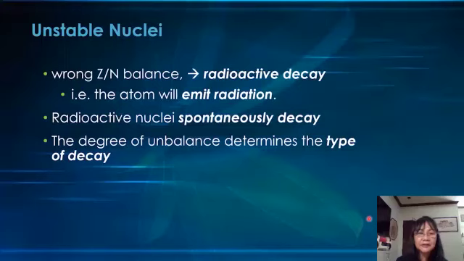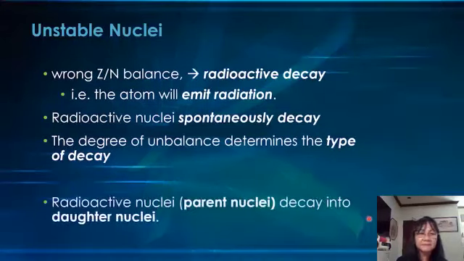So the degree of unbalance of the proton to neutron ratio determines the type of decay. So radioactive nuclei is referred to as the parent nuclei, and it decays into a daughter nuclei. So the parent nuclei is the starting isotope of an element, and it decays and gives off energy and radioactive particles to form a new element isotope. And this is called the daughter nuclei.